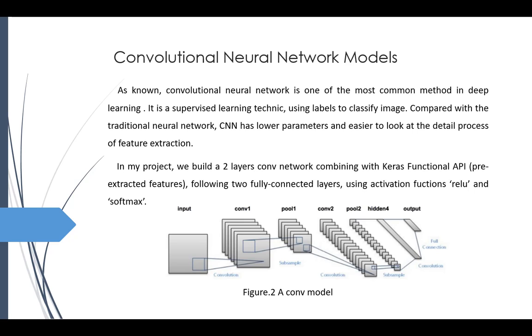extraction. And in my project, we built a 2-layer CNN, coded with the Keras functional API, followed by 2 fully connected layers, using activation functions ReLU and softmax, and also zero padding. And here is the CNN model of 2 layers.